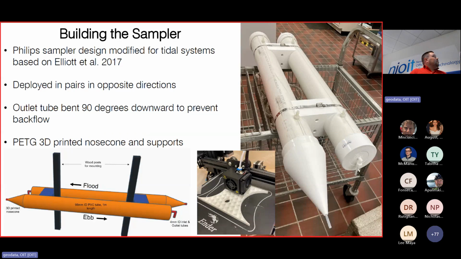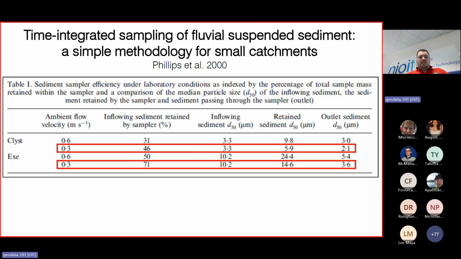So what we did is we built a Phillips sampler. There's also a modified version, which is what we did in Elliott et al. 2017. It is a bidirectional version, so it has an inlet on this side, and on the other side there is a bent pipe, which prevents backflow, so you can actually capture flood and ebb independently. As we said before, the water comes in, drops almost 600 times in velocity, and then the exit is on the other side. We're able to 3D print a lot of our brackets and customize a lot of it.